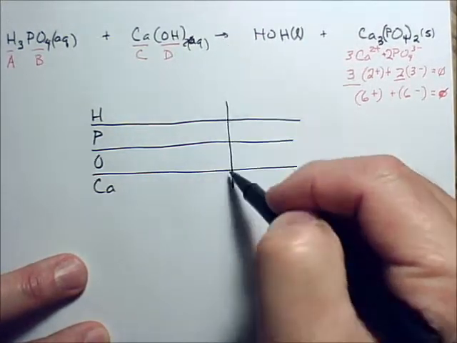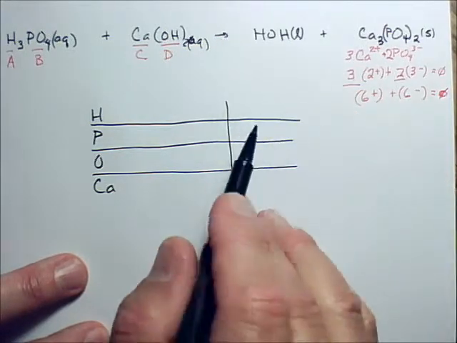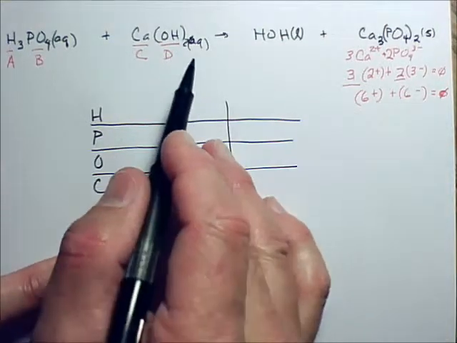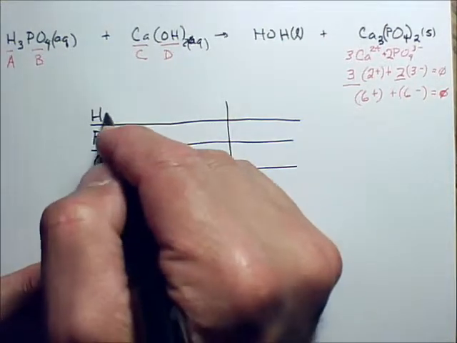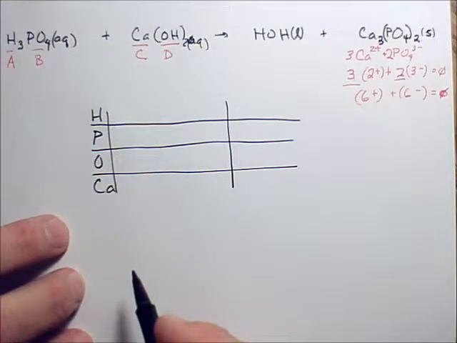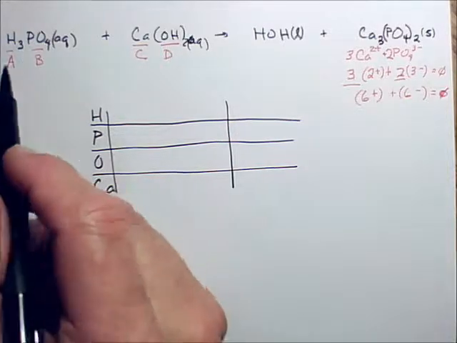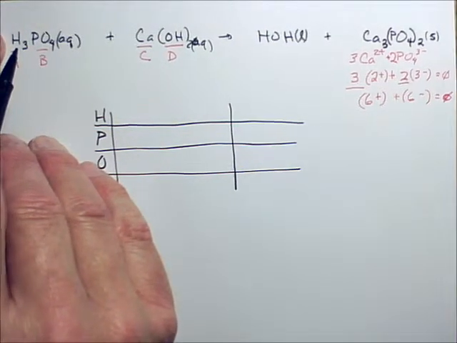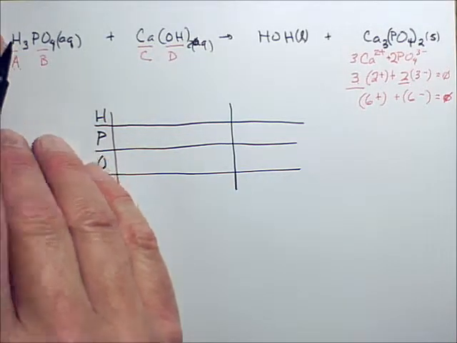Notice I'm putting this bar right here, right under the arrow, because I'm showing everything on this side of the equation over here, and everything on this side of the equation over here when I count everything. Alright, so now we're ready to count up all of the atoms we have on either side. So I've got 3 hydrogens here. That subscript after the 3 means there are 3 hydrogens.